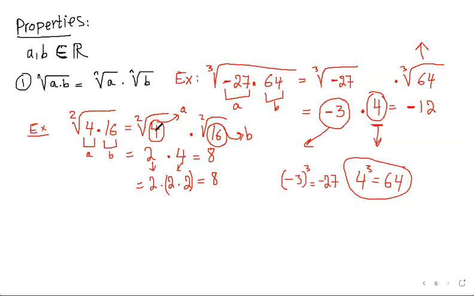This means the square root of 4 is 2. Square root of 16 is 4. 2 times 4 is 8. Make sense?